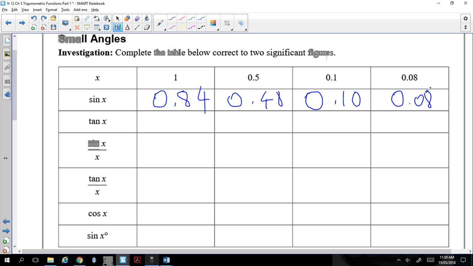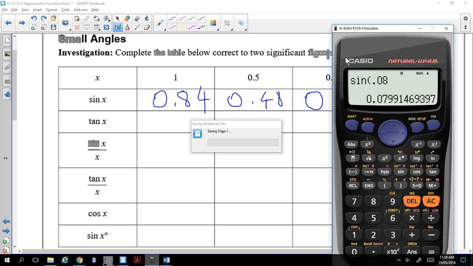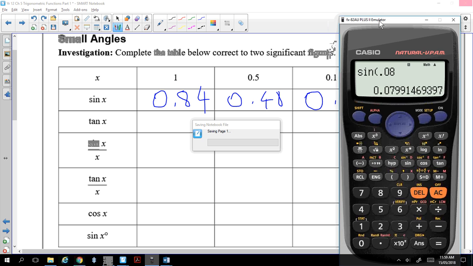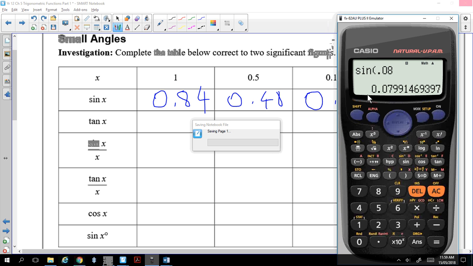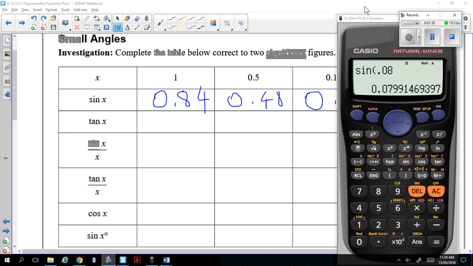Okay. Do the same thing for tan. Do the same thing for the next two. Fill in this table using your calculator. So if you need to borrow one, see me. I will have it in my drawer. So take out your calculator. Do this now. Alright, let's continue.